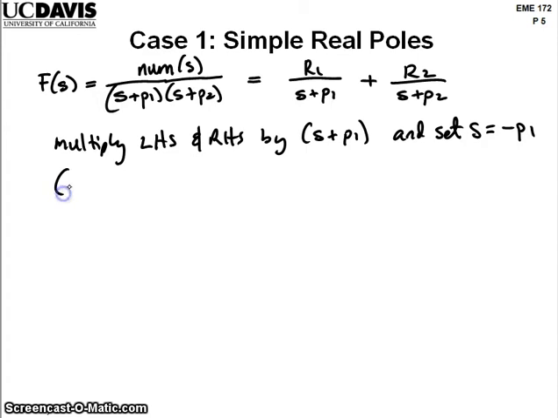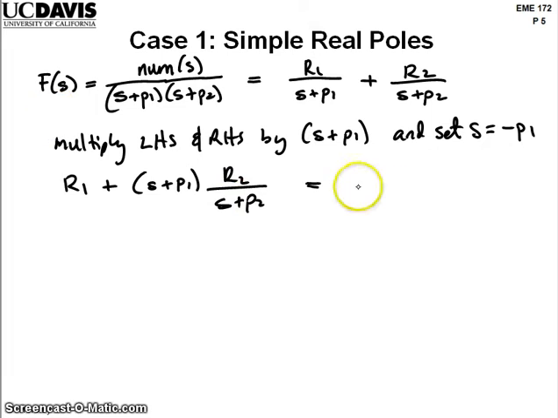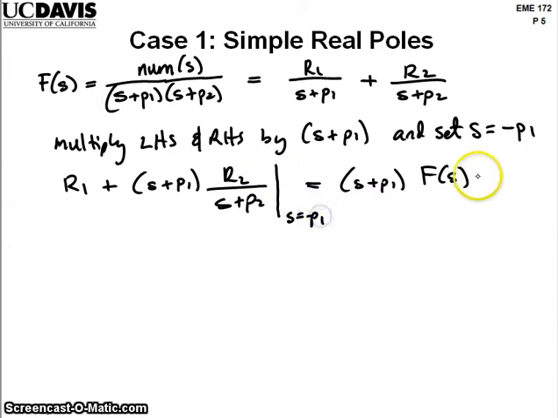So here's the left-hand side, it's F of s, and here's the right-hand side. On the right-hand side, I'm going to rearrange it. If I just look at this term here, I get r1, because I have s plus p1 in the denominator, plus s plus p1 times r2 over s plus p2. And that's equal to s plus p1 times F of s. I multiplied both sides by s plus p1, and now I'm going to evaluate at s equals minus p1. So I set s equal to minus p1 here, and here, okay?